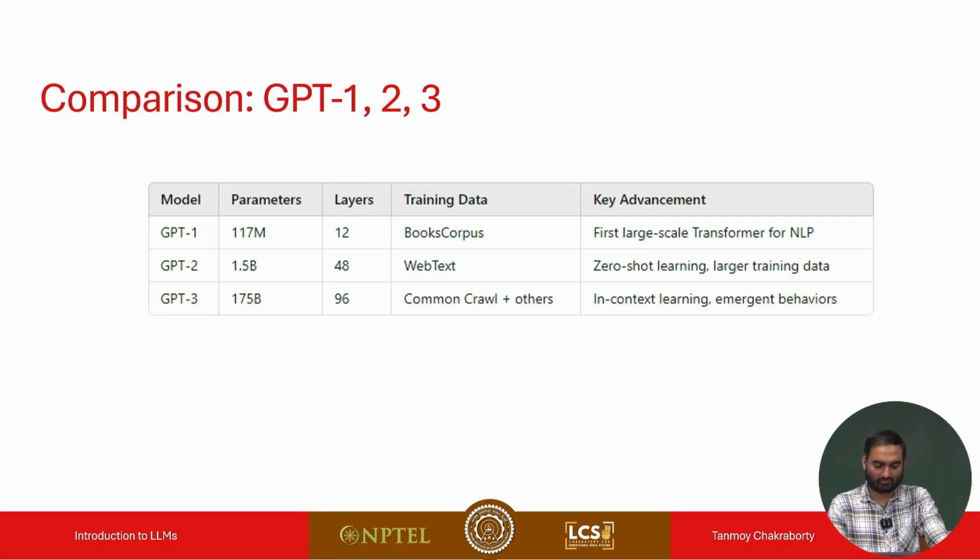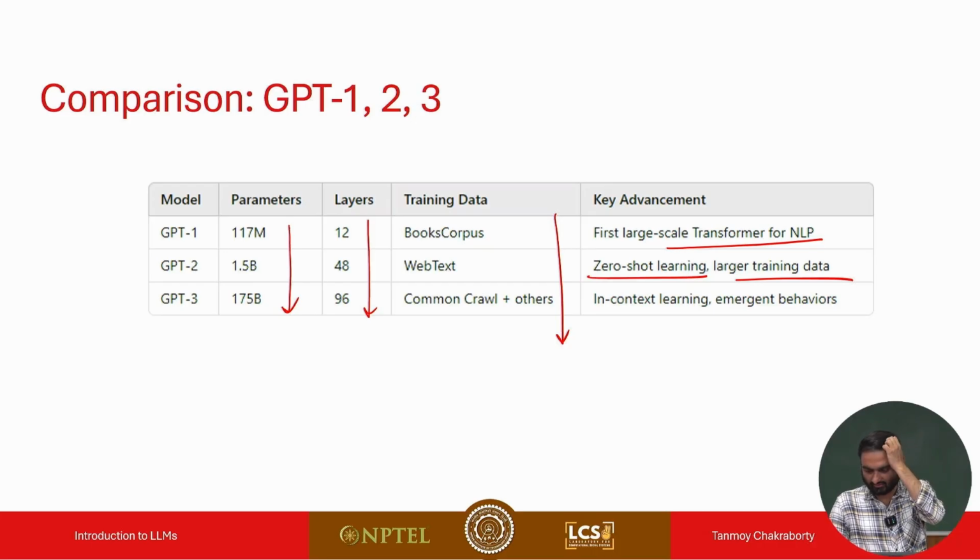So three major GPT models, GPT 1, 2, 3. Parameters, as you see, increased drastically, number of layers increased drastically, dataset also increased drastically. In GPT-1, they said this is the first large-scale decoder-only model. GPT-2, they came up with this idea called zero-shot learning, right, with larger training. And GPT-3, they observed this in-context learning, right?